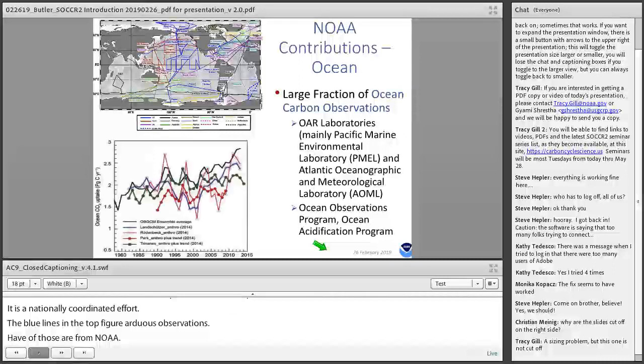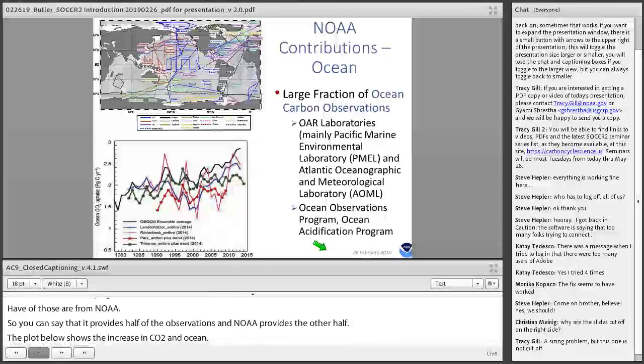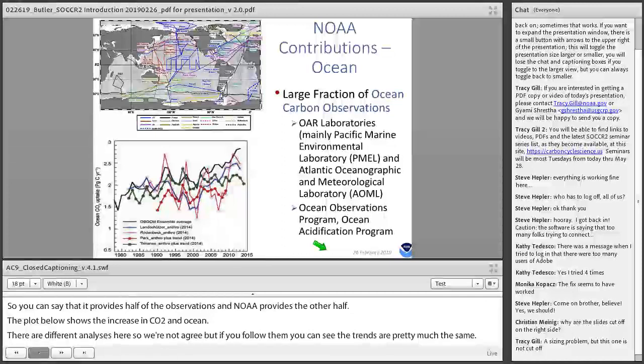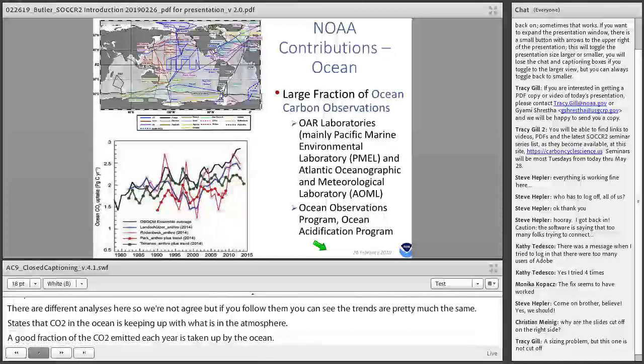The plot below shows the increase in CO2 in the ocean. Now there's different analyses here, so they're not all going to agree in absolute amount, but if you follow them, you can see the trends are pretty much the same. It shows generally that the CO2 in the ocean is keeping up with what's in the atmosphere. A good fraction of the CO2 emitted each year is taken up by the ocean, and we've known that for some time. These are NOAA's contributions. They are not insignificant.